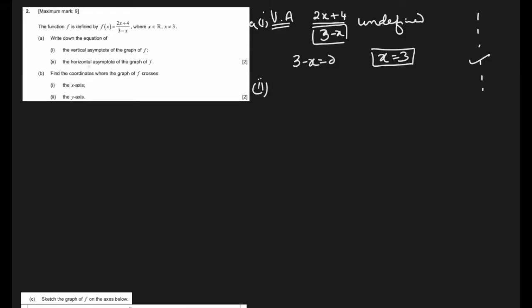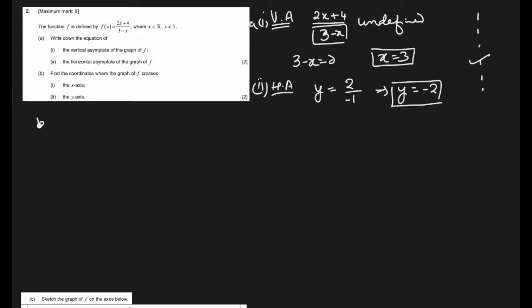Number 2, the horizontal asymptote. Horizontal asymptote for a rational function like this is decided by the leading coefficient of the numerator. Leading coefficient of the numerator is 2. So y equals 2 divided by the leading coefficient of whatever is the denominator. Leading coefficient will be of x, so the coefficient of x will be minus 1, not 3. Okay, 3 is without x, so it is not the leading coefficient. So that gives us y equals minus 2. This is the horizontal asymptote.